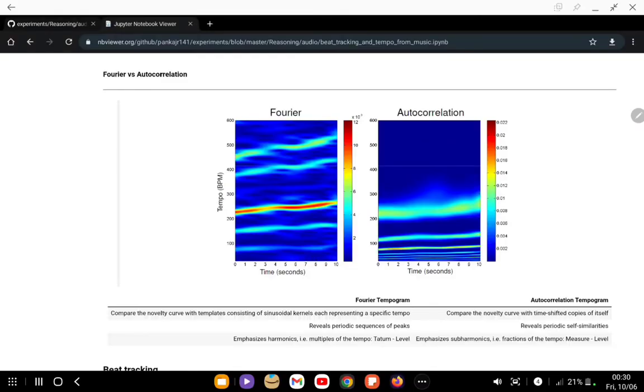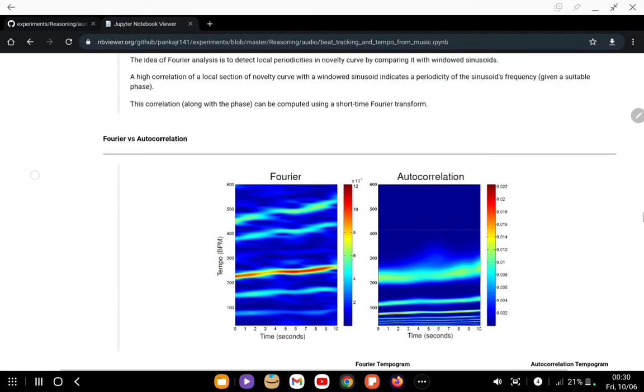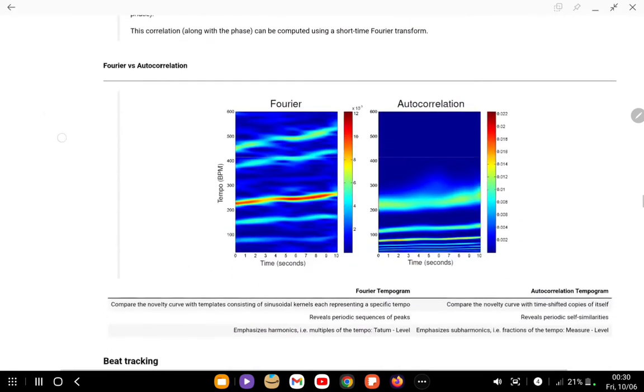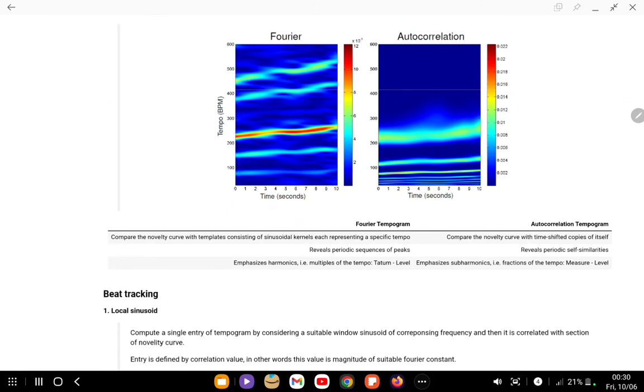We have seen two methods to compute tempo. One is Fourier and the other is autocorrelation. So let's see the difference between them. In Fourier, we compare the novelty curve with different sinusoidal kernels explained here, and each represents a certain tempo. Whereas in autocorrelation, we compare the novelty curve with time-shifted copies of itself. As you noted, we had a window which was sliding in nature. It was comparing the same signal again and again, just a different time lag version.